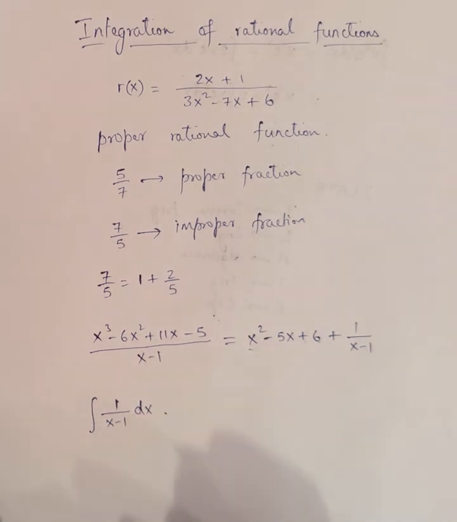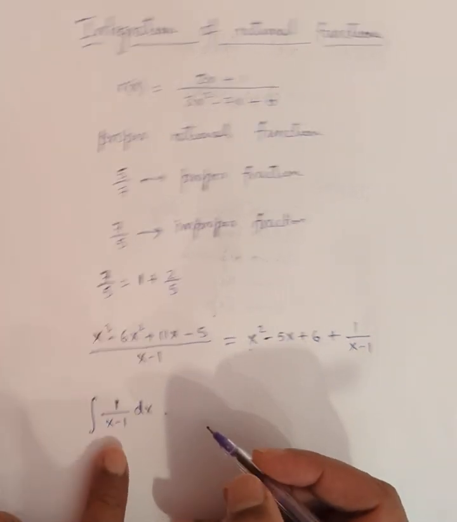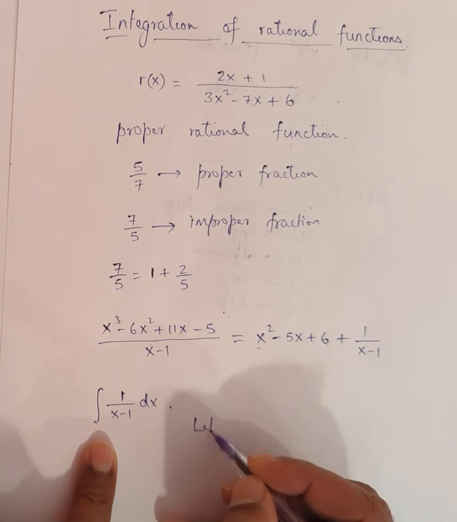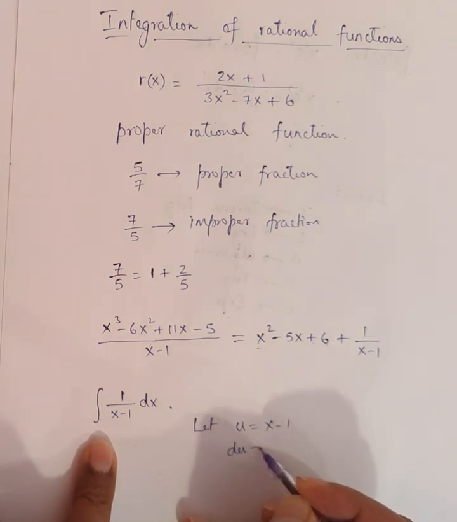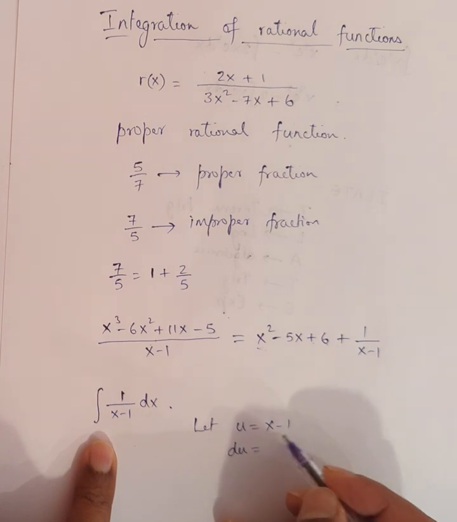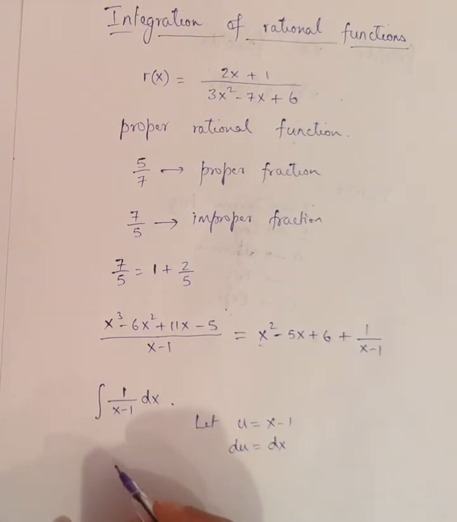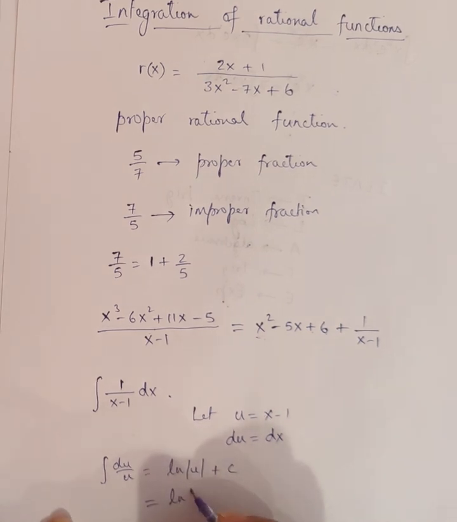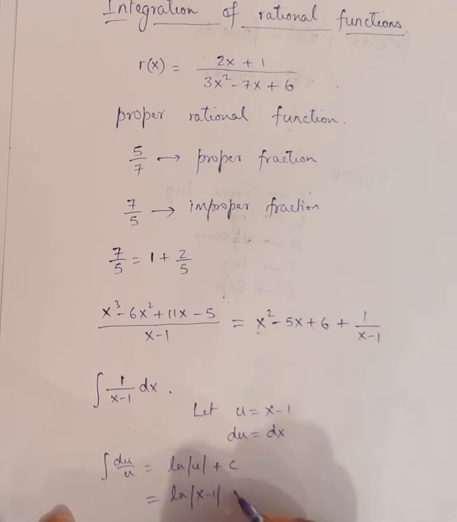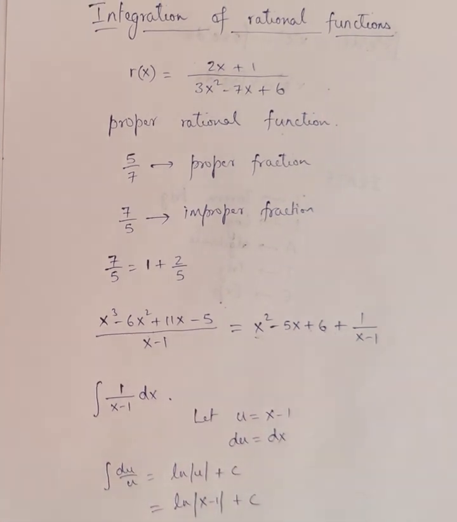So how do I integrate this? Well, this is easy. If I let u be equal to x minus 1, notice that du is the same as dx because the derivative of x is just 1. So what I get is the integral of du over u, which is ln of the absolute value of u plus c, and that happens to be ln of the absolute value of x minus 1 plus c.